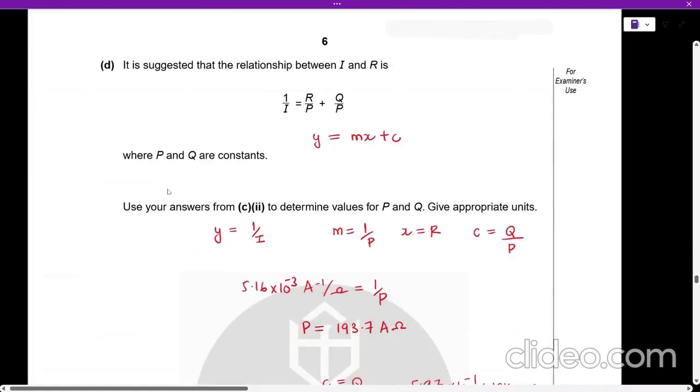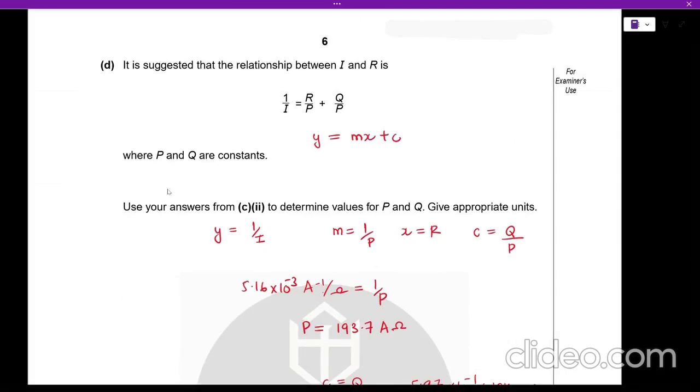Moving on, it is suggested that the relationship between I and R is 1 over I equals R over P plus Q over P, where P and Q are constants. So use your answer to C2, determine the value for P and Q, give appropriate units.